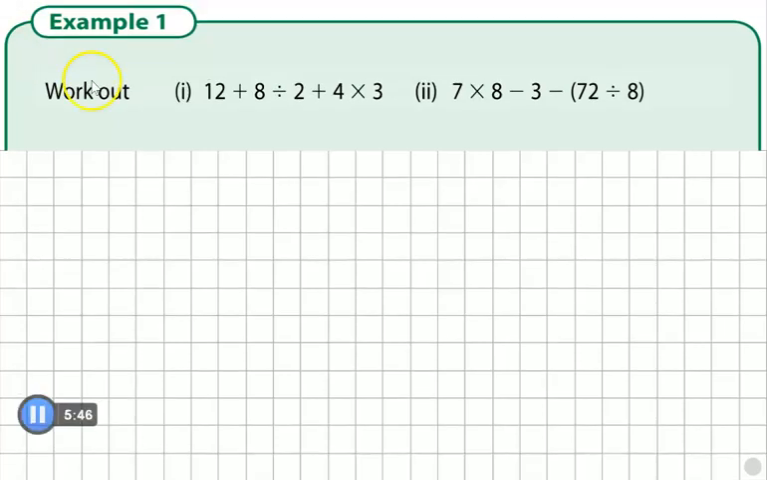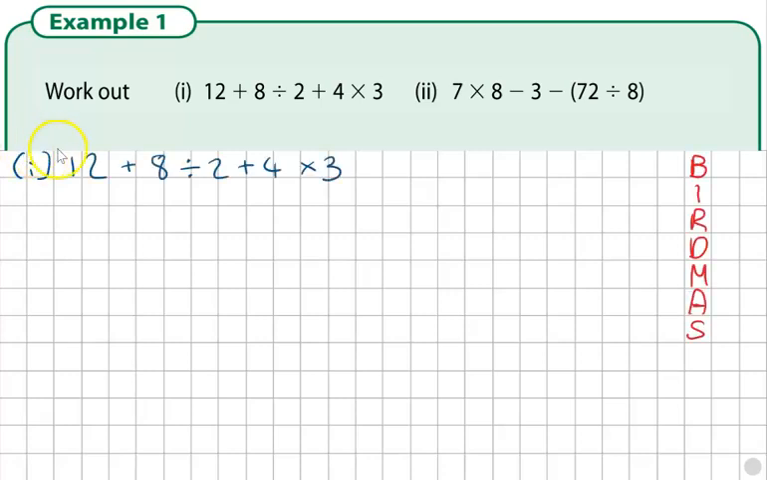Example 1. Work out 12 + 8 ÷ 2 + 4 × 3. And then part 2, 7 × 8 − 3 − (72 ÷ 8). So part 1, I'm just going to write out the question. So I have 12 + 8 ÷ 2 + 4 × 3. At the right hand side, I've written the word BIRDMAS so that I can follow it, and I'm going to tick off the letters as I use them.